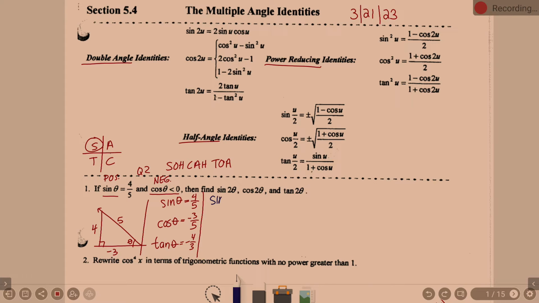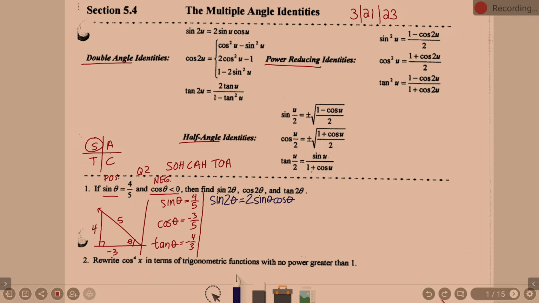Now, the first question we're being asked is to find sine of 2 theta. I'm cramming stuff in because I know there's a lot to get in here. How do we find sine of 2 theta? Let's look at the double angle identities. What is our double angle identity for sine of 2 theta? 2 sine u cosine u. So it's going to be 2 sine theta cosine theta.